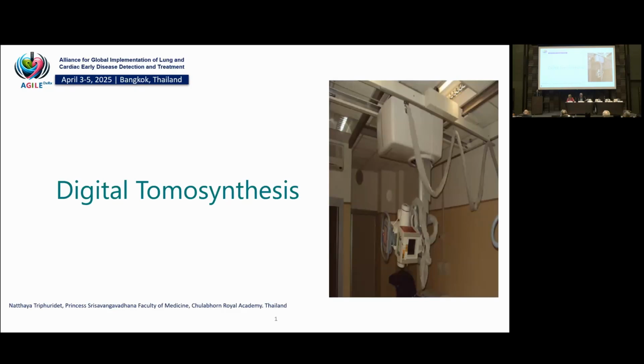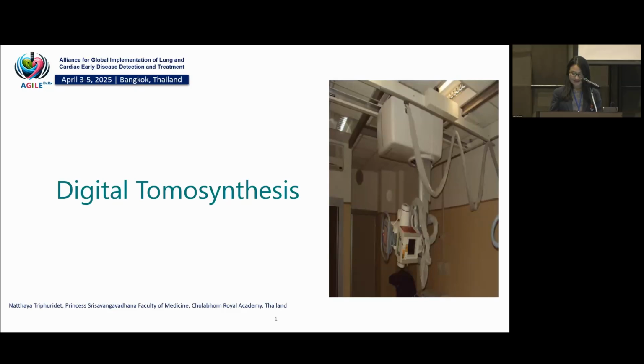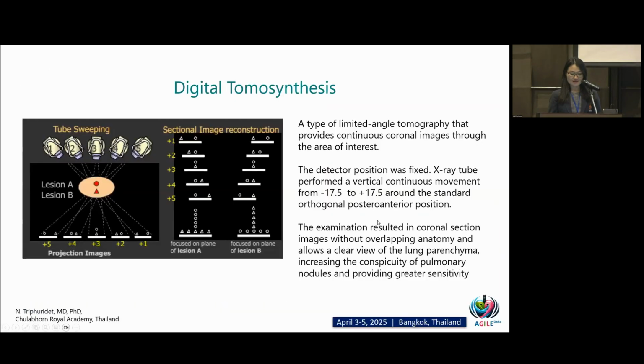Good afternoon, everyone. In this session I will talk about digital tomosynthesis. First of all, I will start with what digital tomosynthesis is. It's a type of limited angle tomography that provides continuous coronal images through the area of interest.